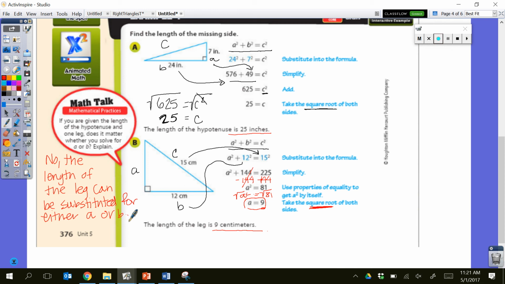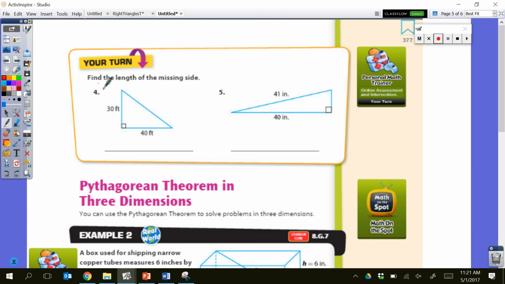Okay, let's go ahead, and I think we've got some your turn questions next. Yes, we do. So we need to find the length of the missing leg. So I'm going to write our formula right up here. A squared plus B squared equals C squared. And that's the formula we need to plug our values into. So looking at number 4, I'm going to call this A, I'm going to call this B, and then our hypotenuse will be C. So we're solving for our hypotenuse here. So we are going to plug these into our formula.